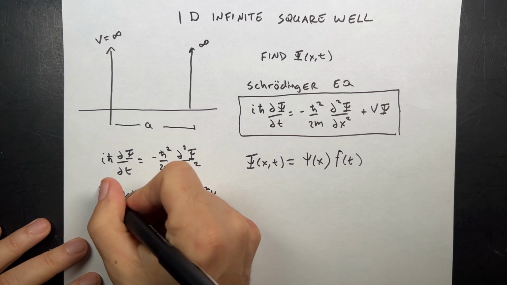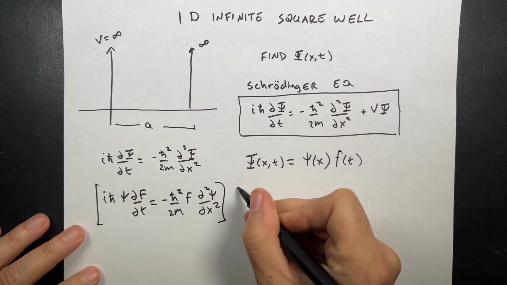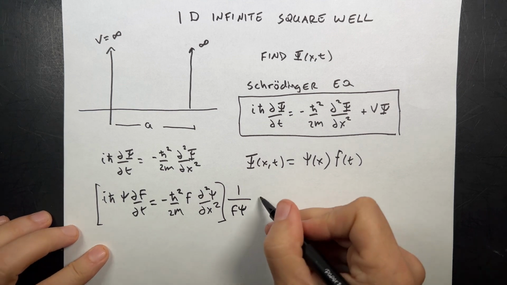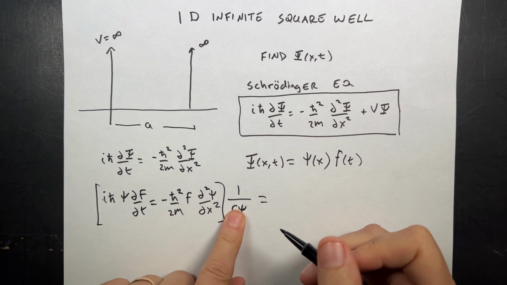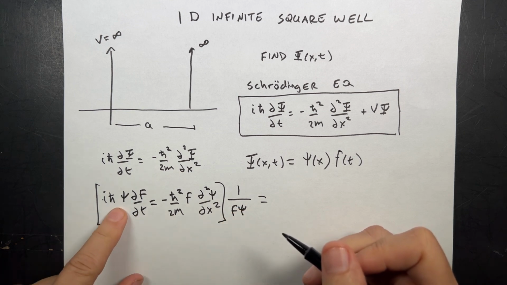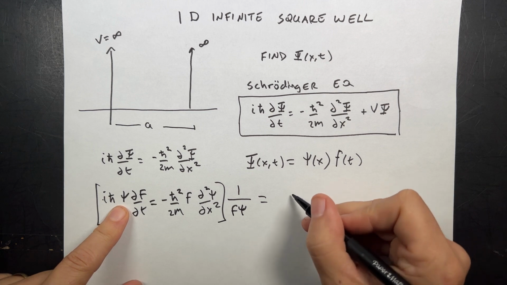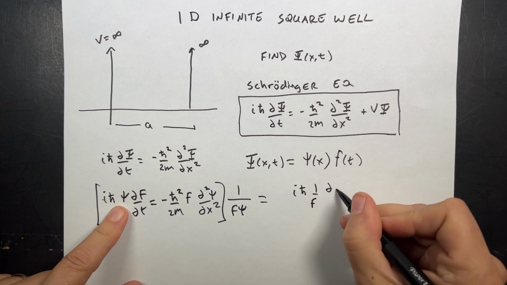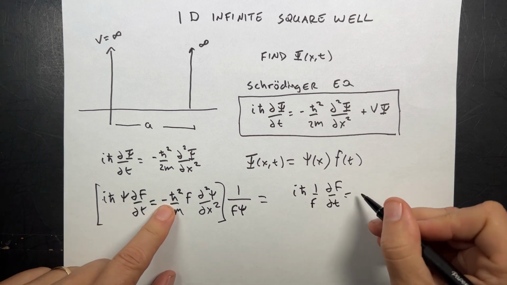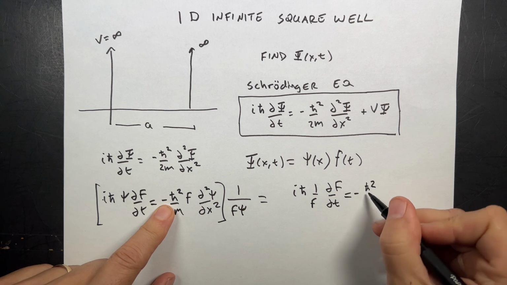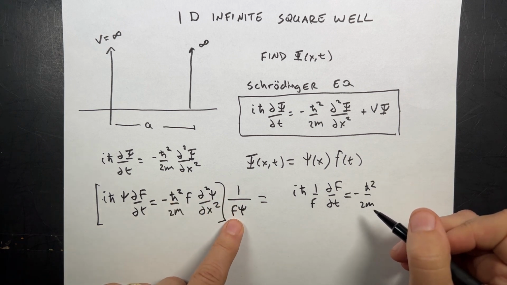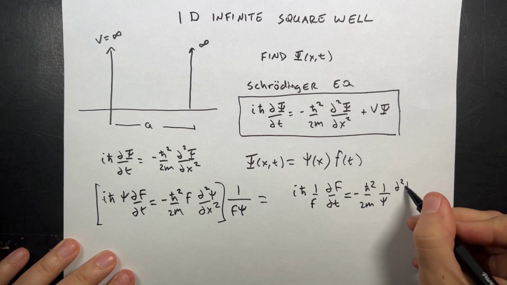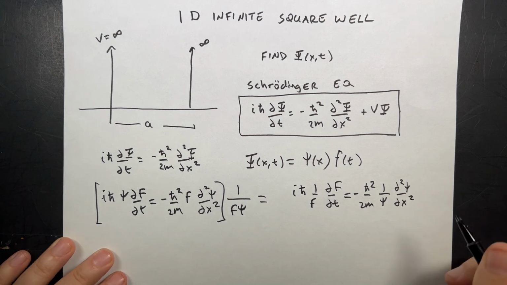Now that didn't really get us much, except we can now use a trick. I'm going to take both sides of the equation and multiply by 1 over f psi. If I do that, over here, I take 1 over f psi multiplied by this. The psi's are going to cancel. So I get i h bar 1 over f partial of f with respect to t. And over here, I get negative h bar squared over 2m. The f's cancel, so I get 1 over psi, second partial of psi with respect to position.